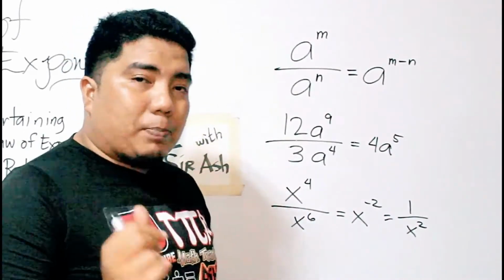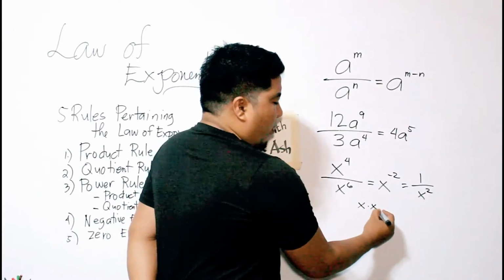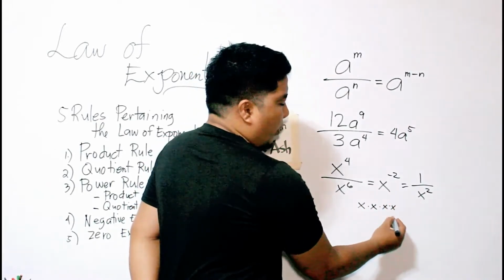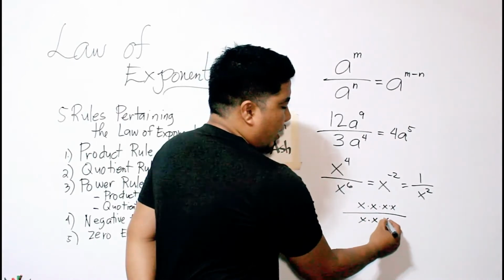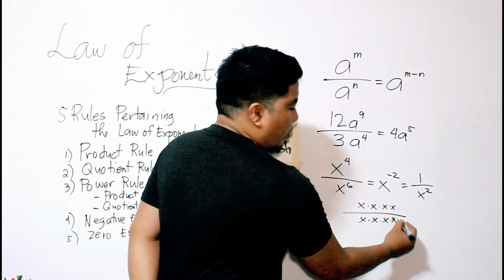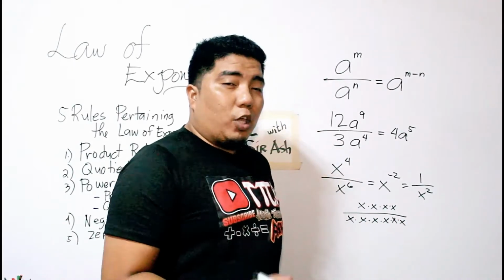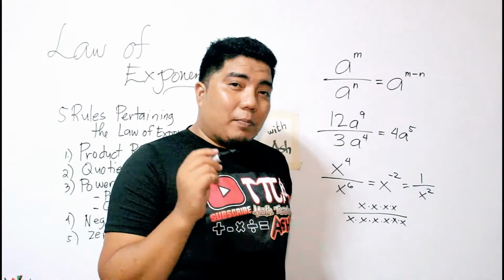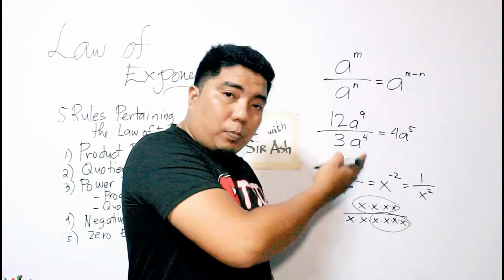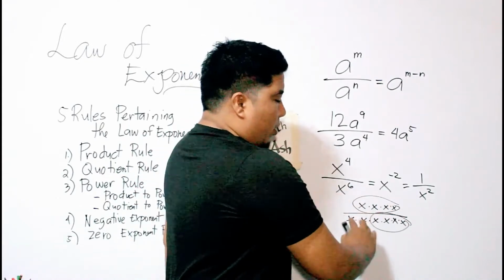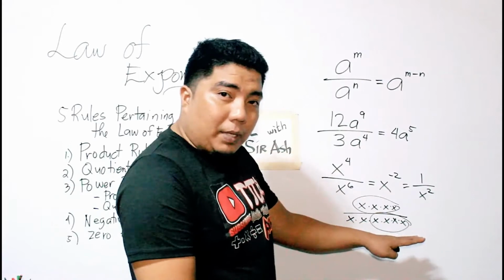Let's consider the expanded form. X to the 4th means you multiply x 4 times to itself. X to the 6th means you multiply x 6 times to itself, right? Now remember, in dividing, you are canceling the same factors. These are all factors pertaining to the numerator and denominator. You can cancel 4 x's in the numerator and 4 x's in the denominator.